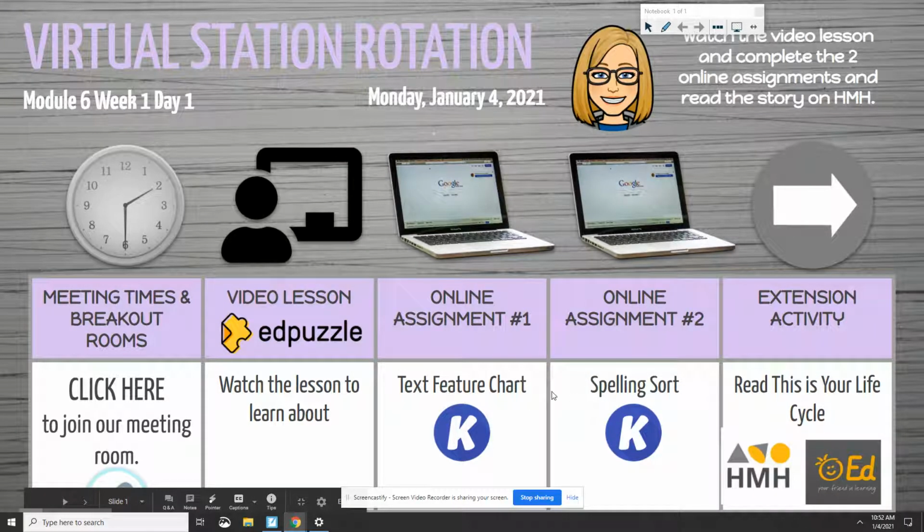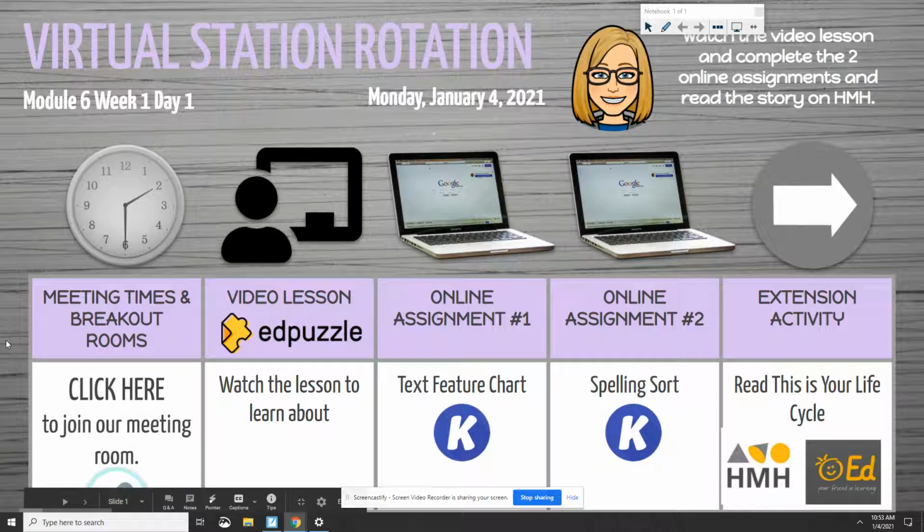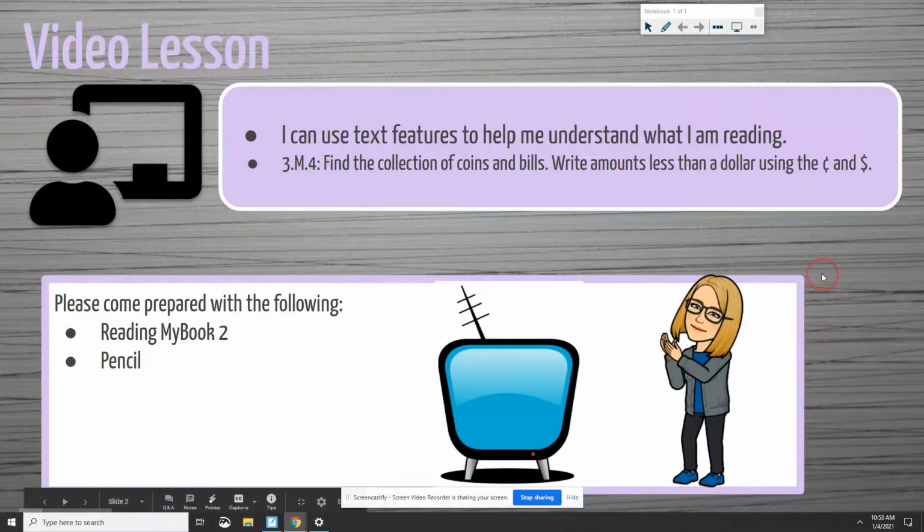Hey guys, for our lesson today, we are starting Module 6, Week 1 and Day 1. We are going to be looking at text features in a nonfiction text, and you will watch your Edpuzzle video, then have an online assignment for text features. Then you're going to do a spelling sort. This is going to be a little bit different, and I'll walk you through that here after the lesson. And then you are going to read the story for tomorrow in your HMH class website.